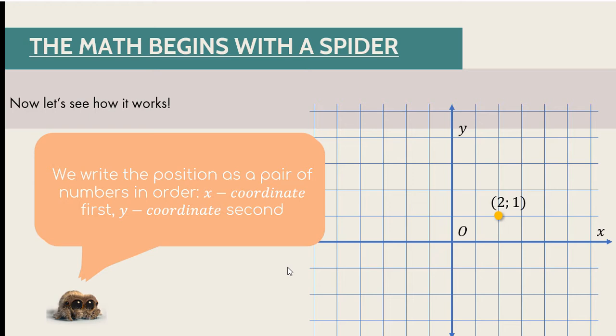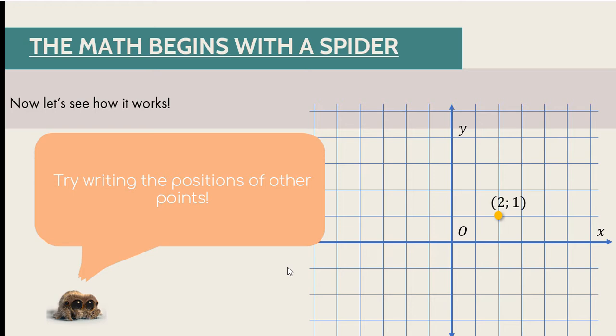We write the positions as a pair of numbers in order, always in order. The x coordinate first and the y coordinate second. And now try writing the positions of other points. I have shown you 3 other points. Now you should pause the video and try to name the coordinates yourself before you resume the video and see the answer.